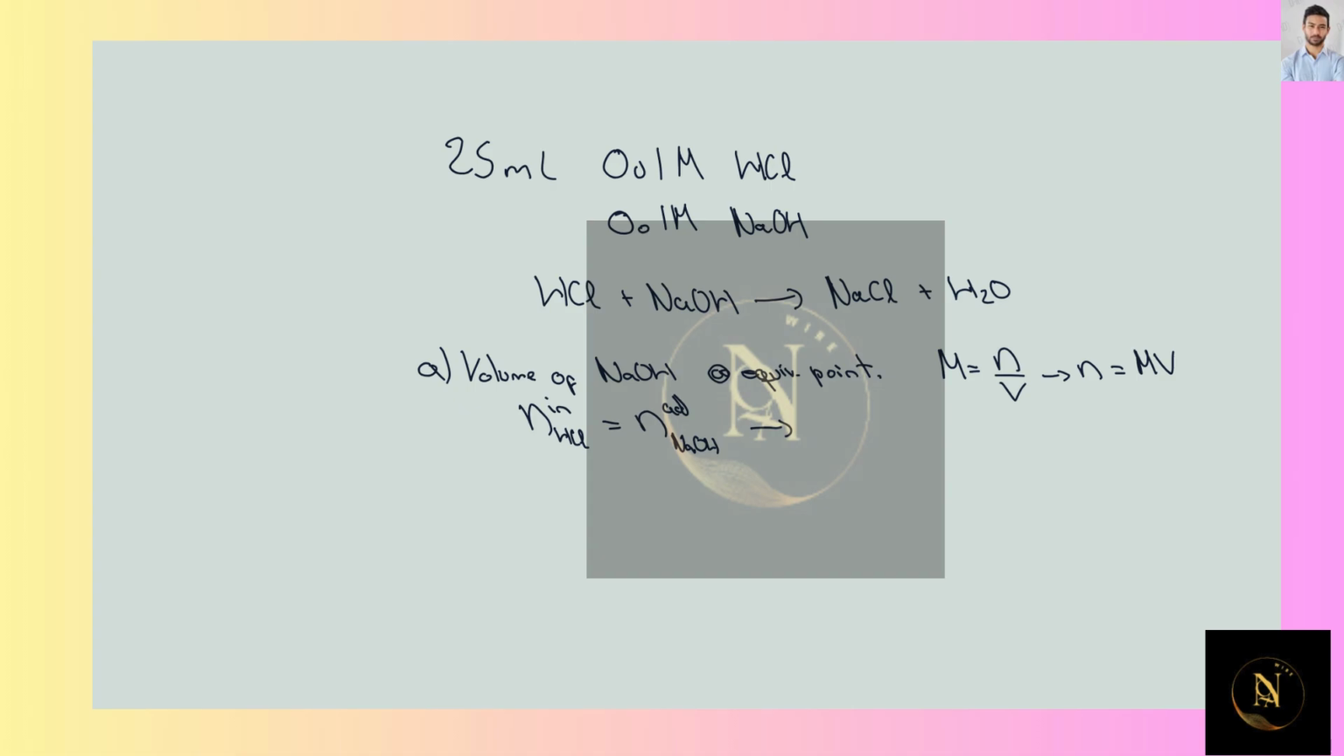So, the amount of mole that I have at the beginning is going to be molarity of HCl times the volume of my solution. This needs to be equal to molarity of NaOH times the volume added. But guess what? Our molarities are the same. So the volume required of NaOH will be equal to the volume of the solution to reach equivalence. That is 25 milliliters.